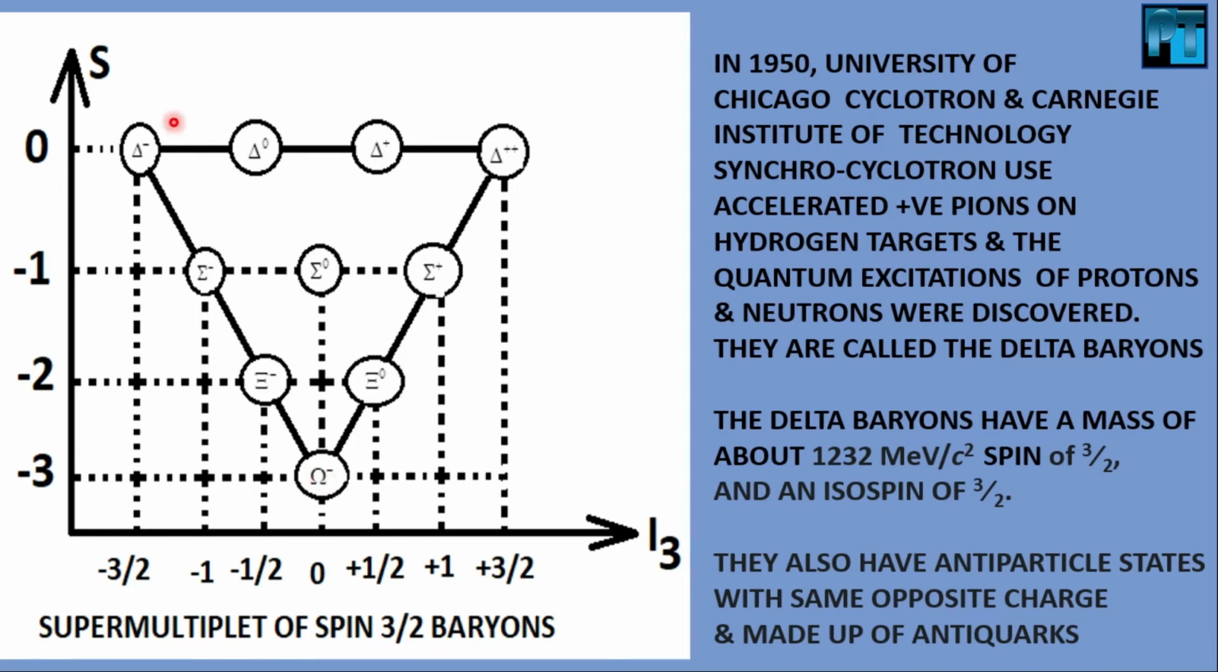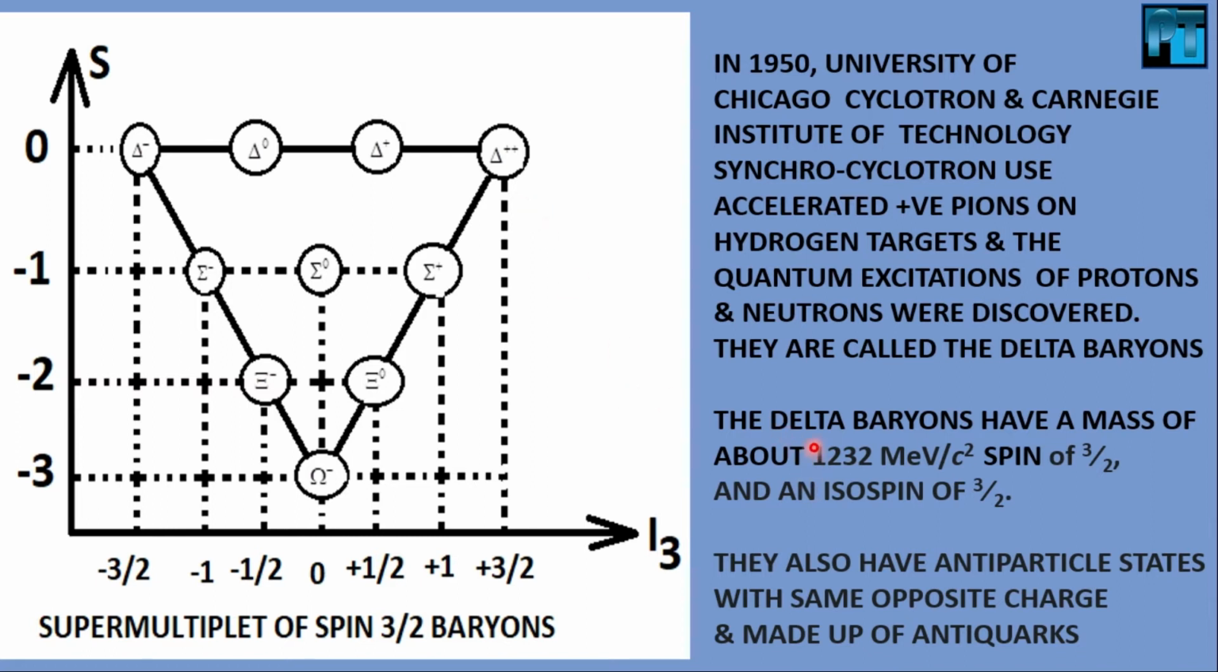See, in this picture there are only 4 delta particles, but don't think that they have only 4 delta particles. They have many more, but they are high energy resonance particles, so we shall not discuss them here because we don't need them.